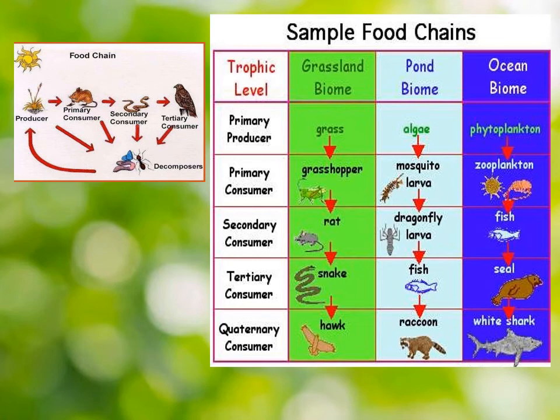And a few more food chains that you can see here: from the primary producers to primary consumer, secondary consumer, tertiary consumer, and then the decomposers. So the different levels are again explained as primary producer, primary consumer, secondary consumer, tertiary consumer, and then the quaternary consumers in grassland, in the pond, as well as in the ocean biome.